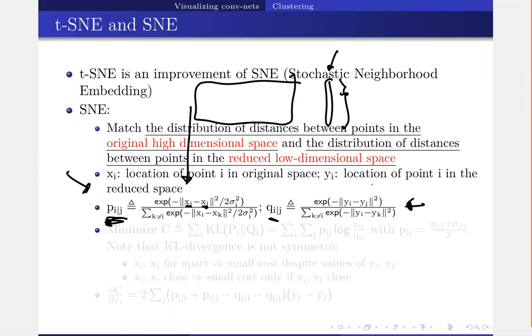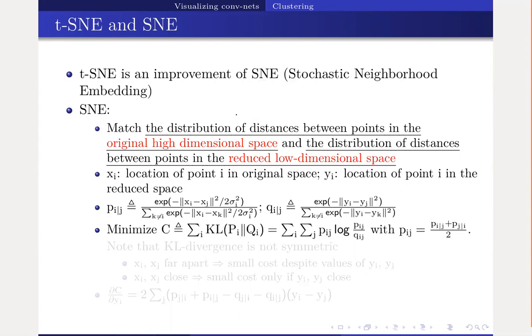So what we want is to make sure that P and Q should be similar distributions. And what we can do is simply use the KL divergence, right? Also, this is just a minor trick: we can make this a symmetric distribution. So we define this conditional probability as this, and then Pij is basically the average of the two.